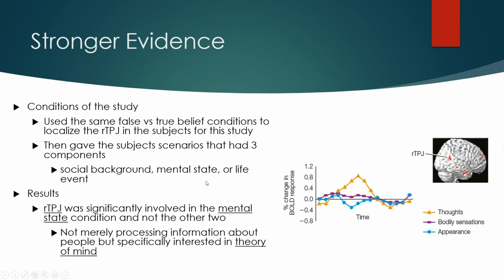And so they were using kind of MVPA, as we've talked about before, looking at patterns of activity versus just the region in general. And they found that the right TPJ was a lot more involved in mental state than any of the other two. And so it gave this really nice evidence that it's not just tracking kind of information about people, but it's heavily kind of involved in really trying to take their perspective, to try to simulate what they're thinking and what they're feeling. So really heavily involved in theory of mind.